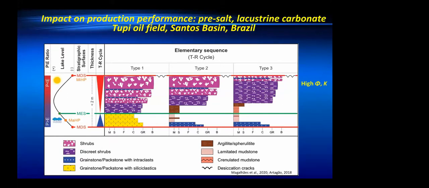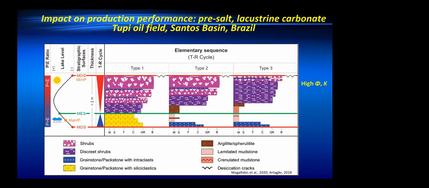Cycle two consists of grainstone, packstone, mudstone, fibrous with magnesium clay, and shrubs. The presence of mud intervals indicates low energy conditions, whereas chemical precipitates suggest an increase in alkalinity and a high evaporation/precipitation ratio. Finally, cycle three is composed of grainstone, packstone, mudstone with organic matter, and microbial laminite, spherulite, and discrete shrubs. The occurrence of thicker mud intervals than in cycles one and two points to more frequent marine incursions.